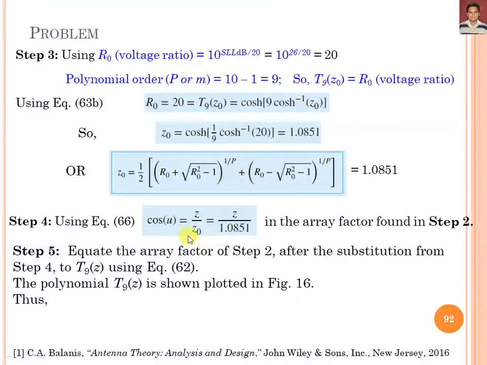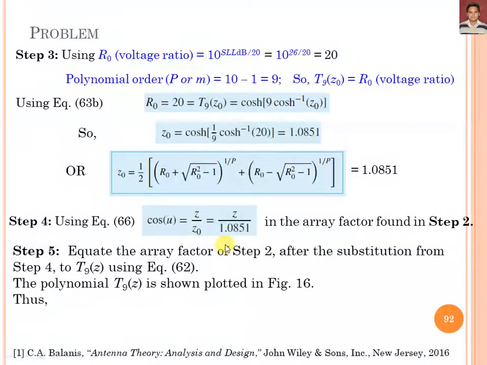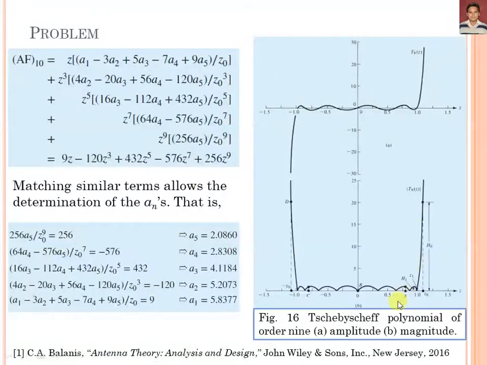And step 4, using equation 66, cos u equals z upon z naught, and we are putting the value of z naught in the array factor found in step 2. In this step, we put this expression in the array factor, then equate the array factor of step 2 after the substitution from step 4 to T9 of z using equation 62. The polynomial T9 of z can be plotted, and this is the plot of the Chebyshev polynomial of order 9, amplitude and magnitude.